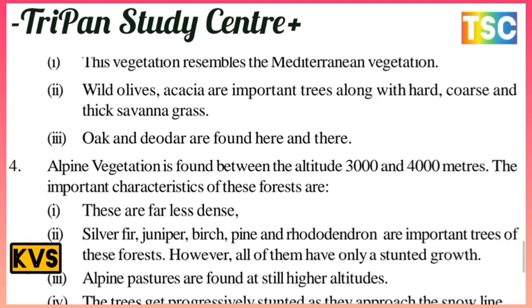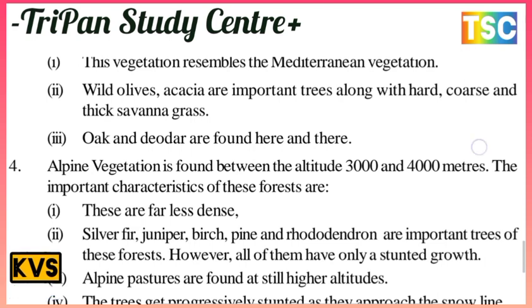And the fourth point is the alpine vegetation, found between altitudes of 3,000 and 4,000 meters. The important characteristics of this forest are that these are far less dense, and silver fir, juniper, birches, pine and rhododendrons are important trees of this forest. However, all of them have only a stunted growth here. Alpine pastures are found at still higher altitudes, and the trees get progressively more stunted as they approach the snow line.